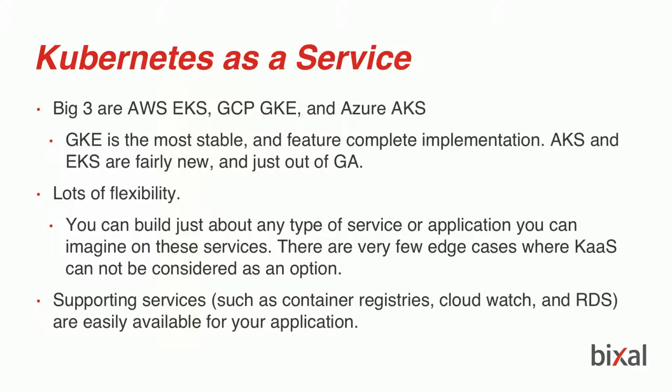Supporting services, container registries, CloudWatch, and RDS, you still get these if you use Kubernetes as a service, which is really nice. So you get the flexibility of running container orchestration, but you don't have to write persistent layers. If I'm not confident in running an Elasticsearch service because I just don't have the system admins, I can run those using Amazon services. So it provides you a lot of flexibility unless you're trying to do truly multi-cloud type solutions.